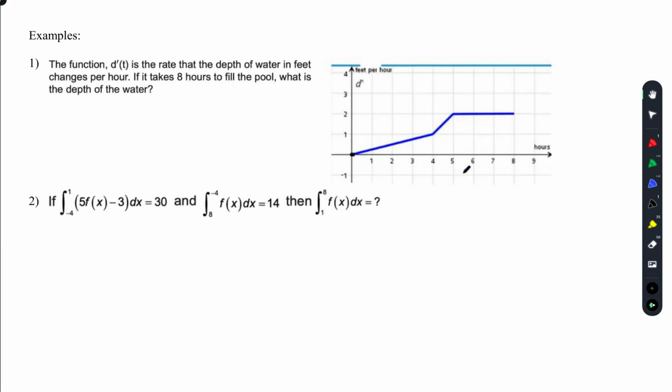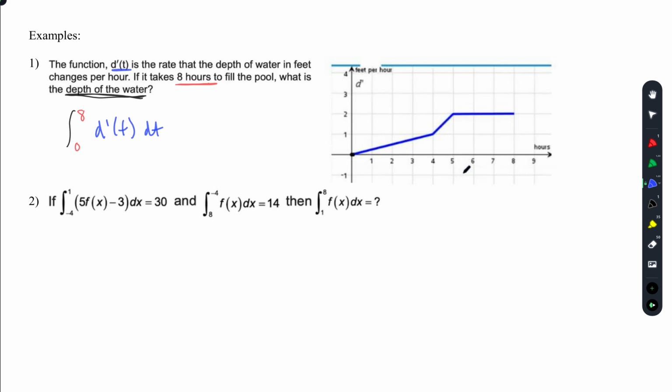So we're just going to go kind of all over the place. I tried to find the hardest ones. You're given D prime, the rate that the depth of water in feet changes per hour. If it takes 8 hours to fill the pool, what is the depth of the water? I don't know how much you guys have to go over this again, but if you have D prime of t, you integrate to get the full depth. We're given a rate, so we have to integrate that. The time is 8 hours, so 0 to 8, and we integrate D prime of t.